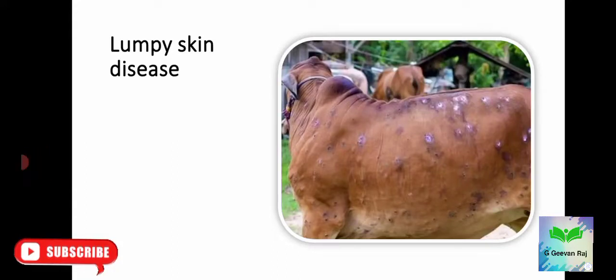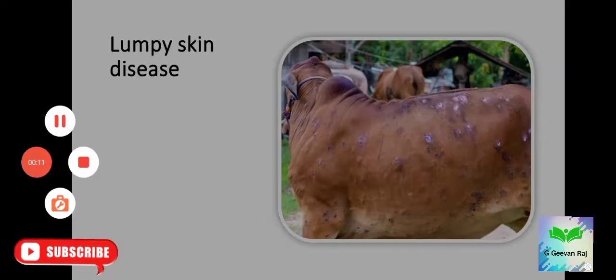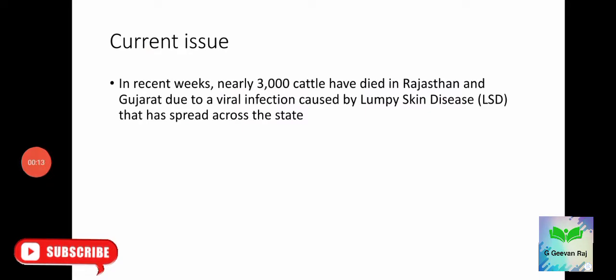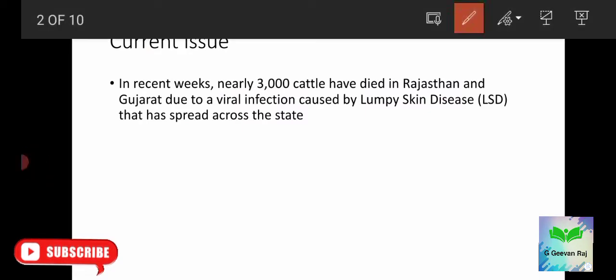The topic we are going to discuss today is about lumpy skin disease. Let us see what is the current issue that is there in the news. In recent weeks, nearly 3,000 cattle have died in Rajasthan and Gujarat due to a viral infection caused by lumpy skin disease that has spread across the state. That is the current issue.